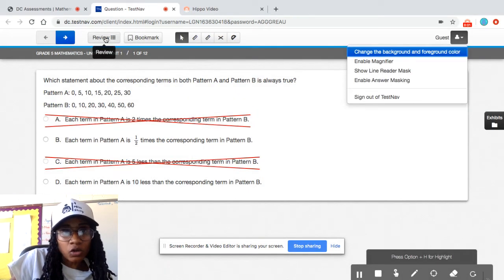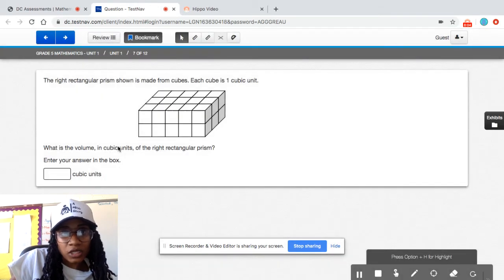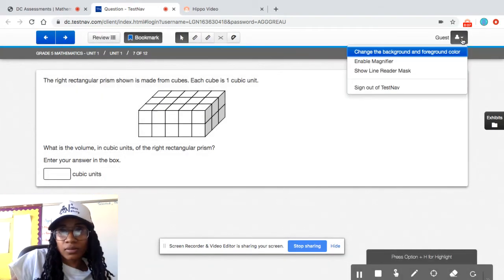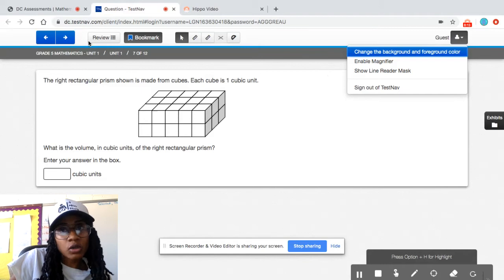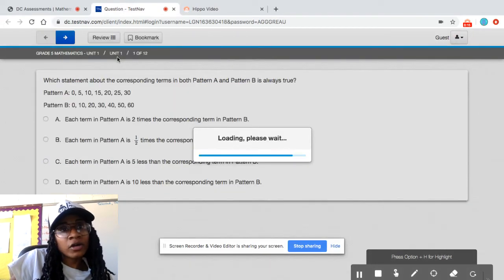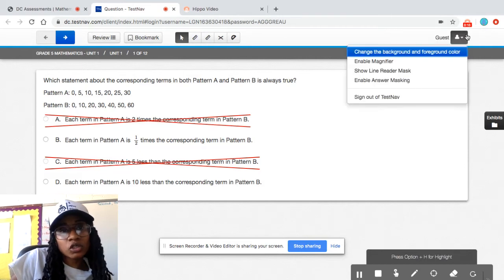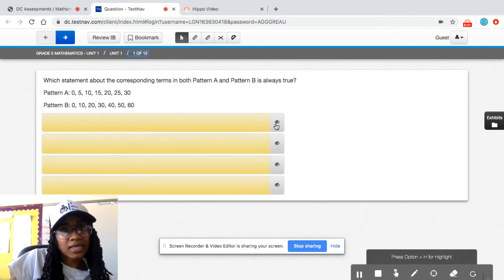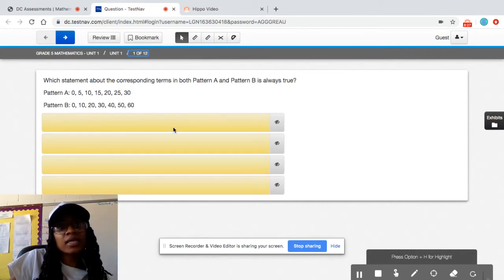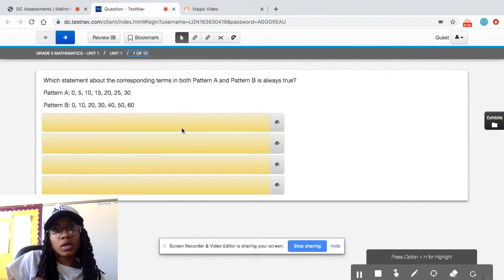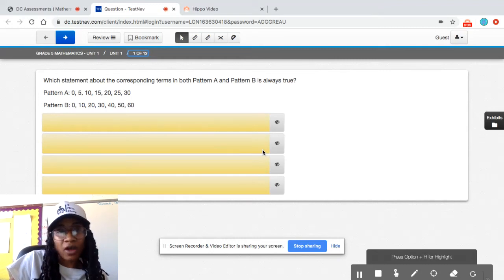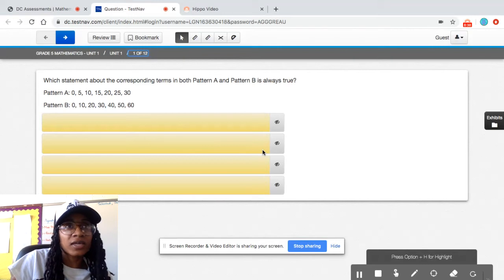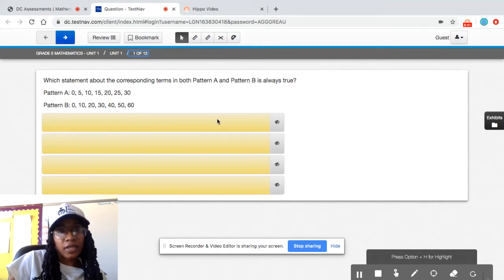All right, so I want you to notice what just happened. When I was in question 7, in my toolbox I just have enable magnifier and show line reader mask. However, when I am at a multiple choice question, I have the option of masking my answers. We want to get scholars in the habit of doing this, because what I find is when scholars have access to the answers, they'll just look for something that they see, click on it and move on without working anything out, without applying any of the skills they were given during their lessons.